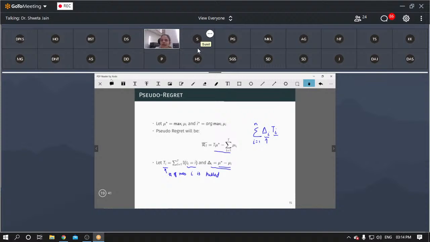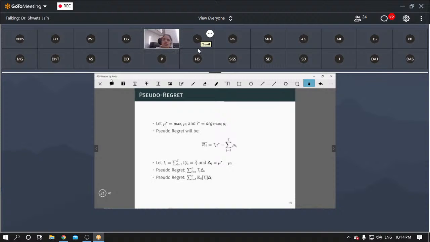Okay, so now if I really want to design an algorithm which minimizes this particular regret, then I should make sure that this T_i, which represents how many times the arm i is pulled, if i is not equal to i star, should be as low as possible. When i is not equal to i star, that means it is a suboptimal arm. So the number of times that I pull a suboptimal arm should be as low as possible. I should be trying to pull the optimal arm more often as compared to the suboptimal arms. That's the essential idea.